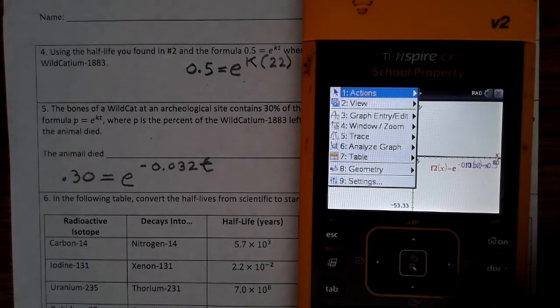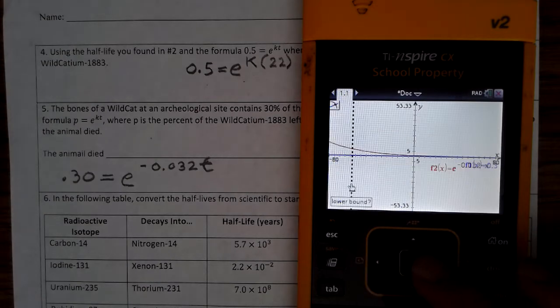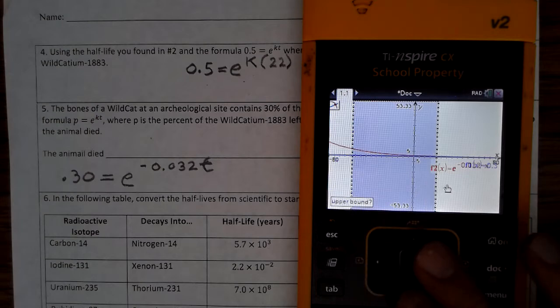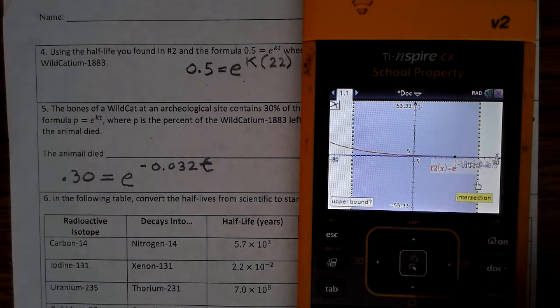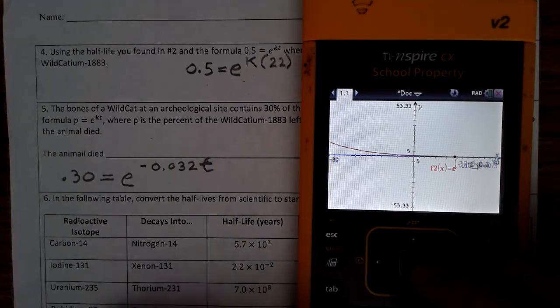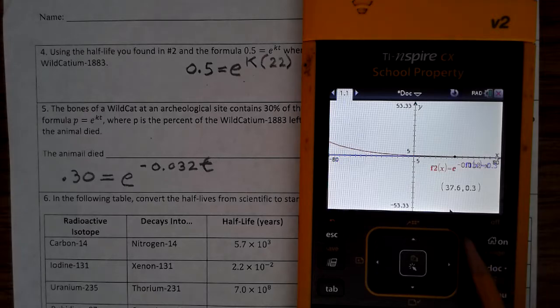So I'm going to go to Menu, Analyze Graph. We want the intersection. Click, move the cursor over here, click, and then slide until it says the word intersection. Press click, and I'm going to move my cursor over here, control click, bring it down, press escape. You can see here that the wildcat died 37.6 years ago.